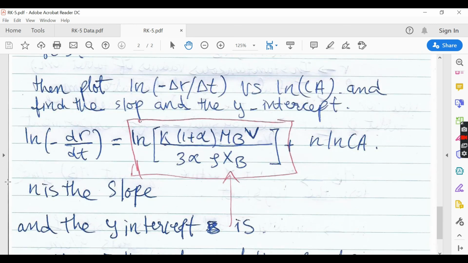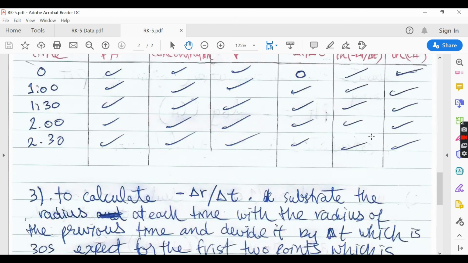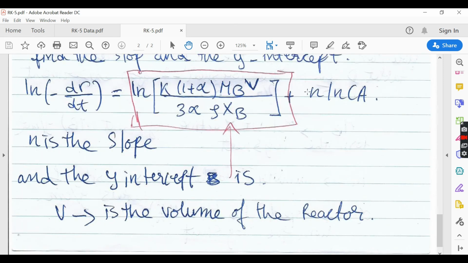From equation 7, when you linearize it using ln, you will have this: ln minus dr by dt is equal to ln K plus n ln Ca, plus the terms with alpha, MB, V, 3 alpha, rho, and xp. We want this K. Every other input in this equation is known. The only unknowns are K and n. When you plot ln minus dr by dt against ln Ca, the slope will be n, and the y-intercept will be all of this. If you know all the knowns here, MB, V, xp, rho, alpha, the only unknown is K, so calculate K. Thank you. Goodbye.